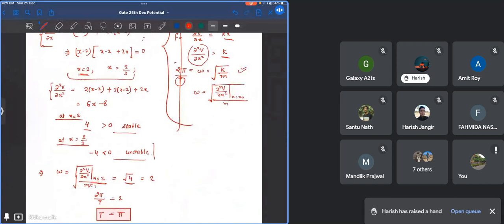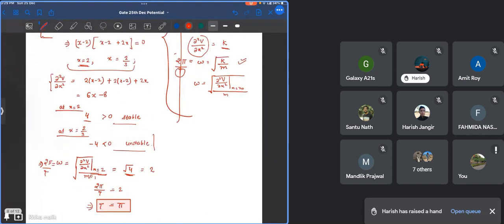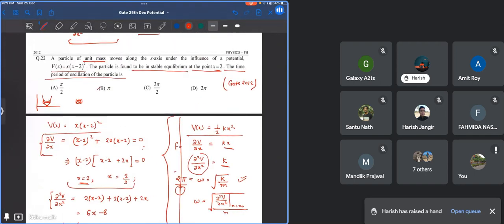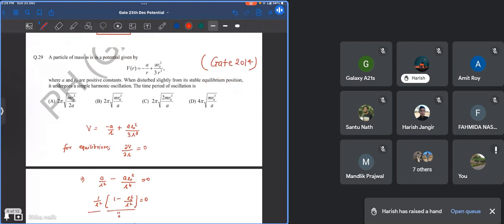So your angular frequency of oscillation is square root of 4. And from there, time period of oscillation comes out to be pi. I think you all know that angular frequency is given by 2 pi by T. So T will become pi, so this is the time period of oscillation. And the same kind of question appeared in GATE 2014.